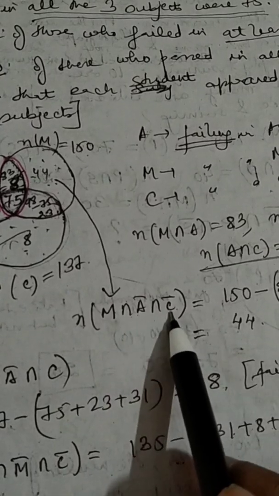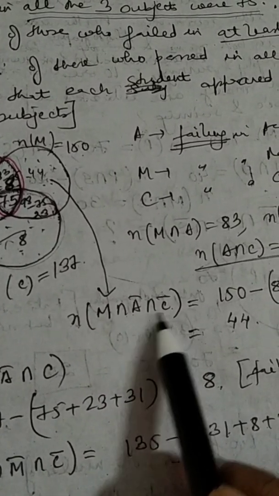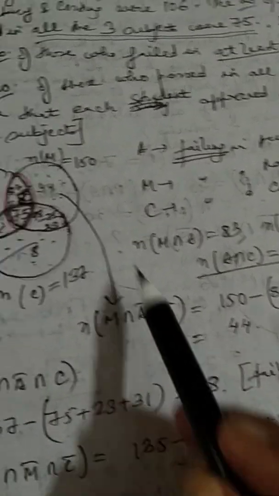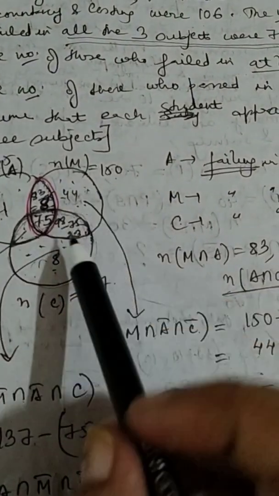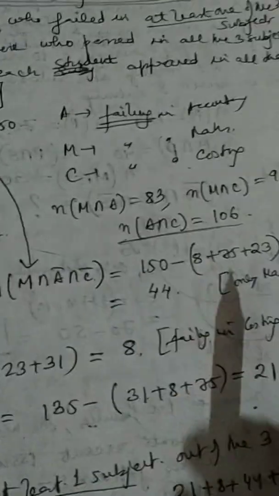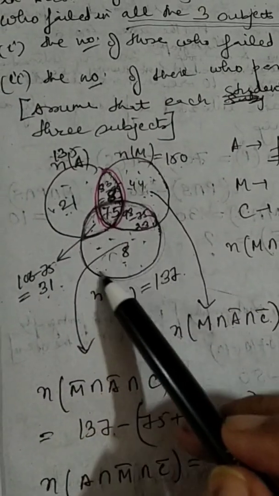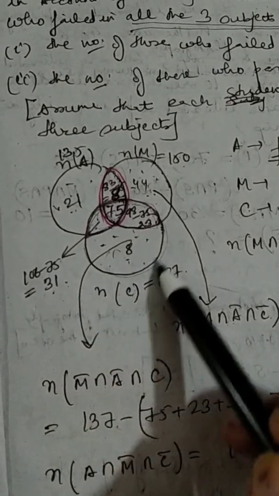Accountancy is not there. This one, costing, is also not there. So it's cardinal number of m intersection a bar intersection c. So it's entire 150 minus 8 plus 75 plus 23. This is what we have. It gives me 44. Similarly, this portion over here is only costing.